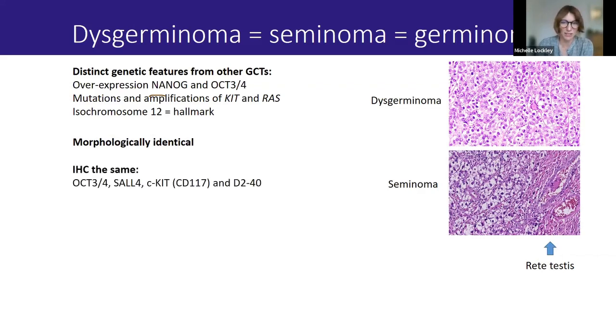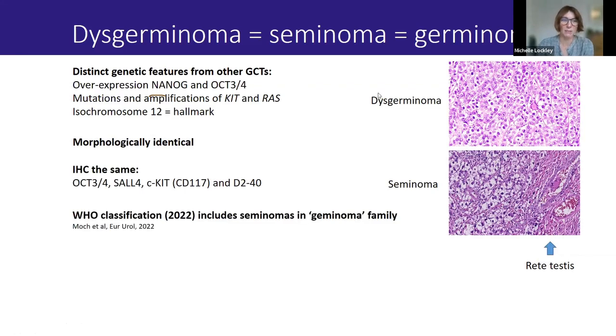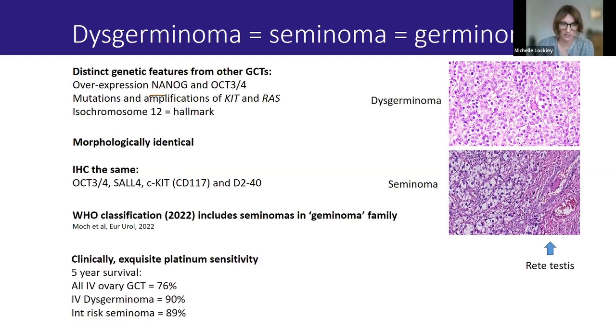The immunohistochemistry is the same in the two tumour types. And very recently, in the 2022 urological WHO classification, seminoma was put into the germinoma family of tumours. So there's increasing evidence that dysgerminoma and seminoma are biologically the same disease.